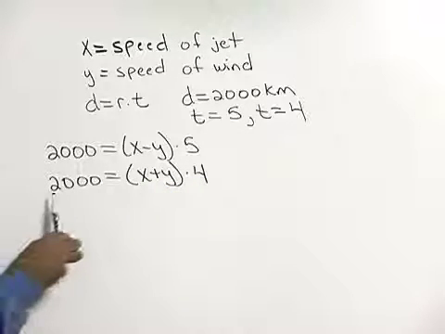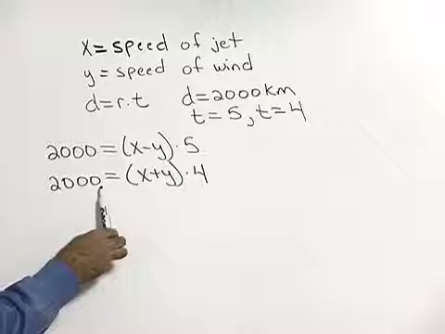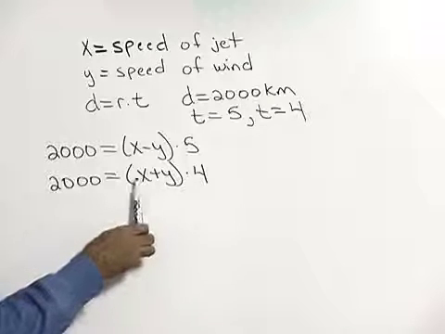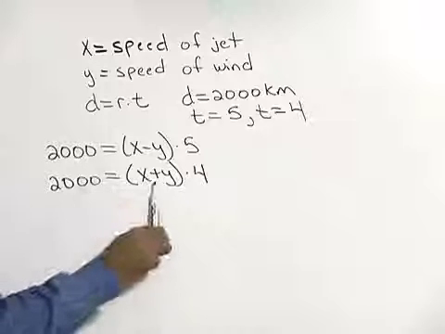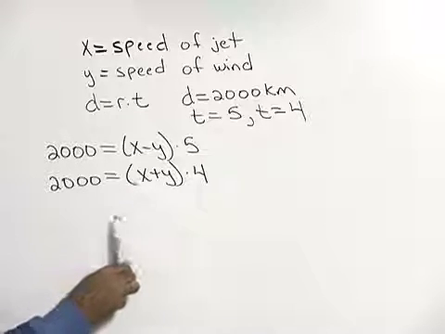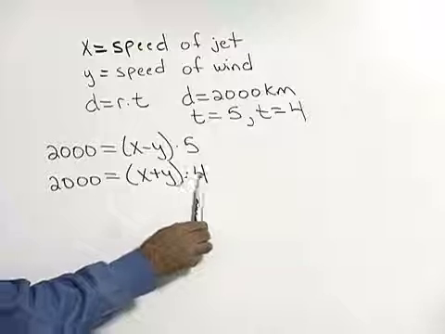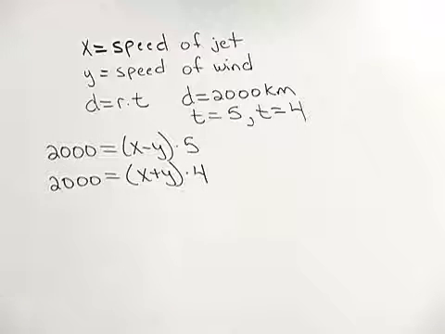For our second equation, we know that again the distance is 2,000, but this time the wind is with us, so the speed of our jet is x. Since the wind is pushing our jet, we add y, so our rate is x plus y, and this time it took us 4 hours to do it. So this represents our two equations.